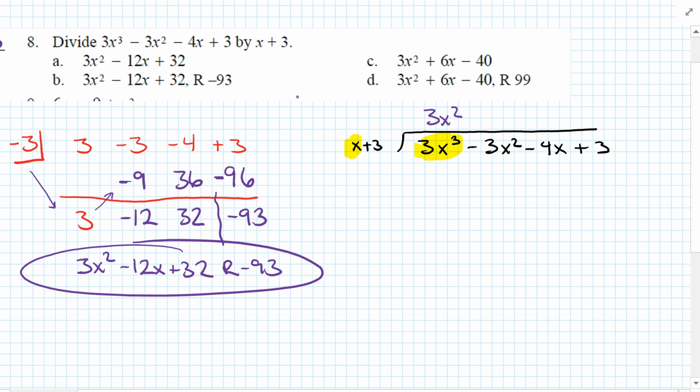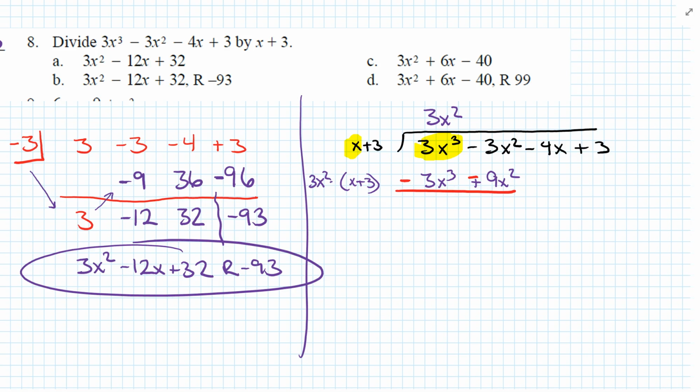So what I'm going to do over here is write 3x squared times that. So it's going to become 3x cubed plus 9x squared. Now we're going to subtract them. So our first term should always become 0. My next term becomes negative 12x squared, and we're going to drop the next one, minus 4x. So what do I need to multiply x by to make it negative 12x squared? I need to multiply it by negative 12x.